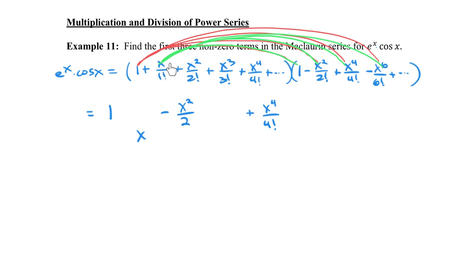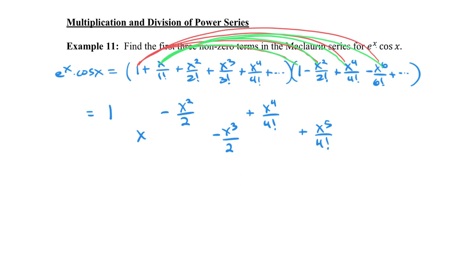Then I come over here, I have x over 1 factorial, which is just x, and I multiply by this, so that's going to give me minus x cubed over 2 factorial. Minus x cubed and 2 factorial is just 2. And then we've got one more, so this will give me x to the 5th over 4 factorial. So I go plus x to the 5th over 4 factorial.